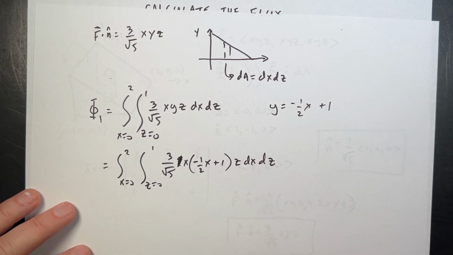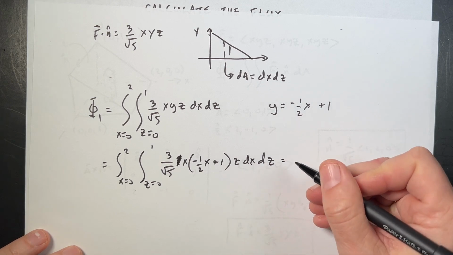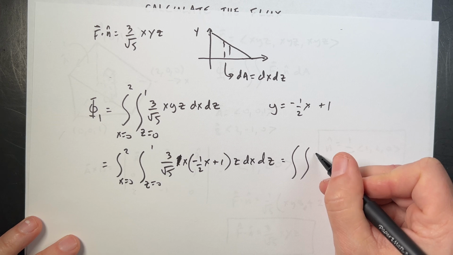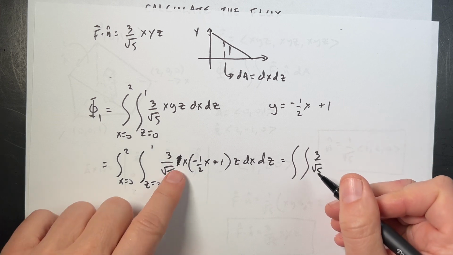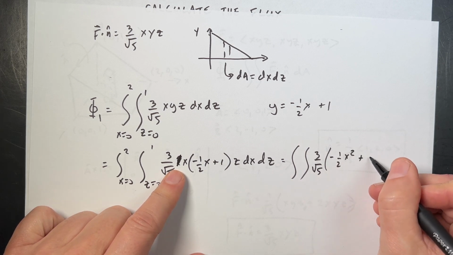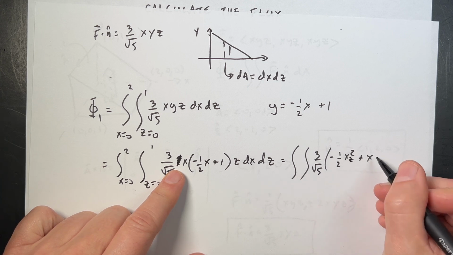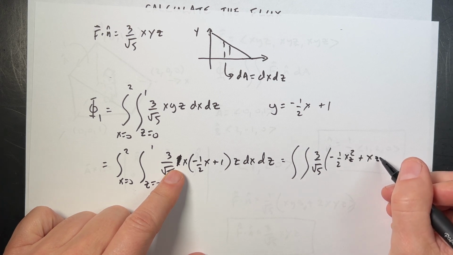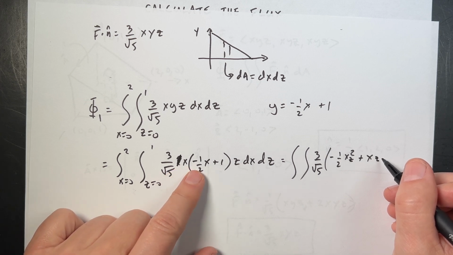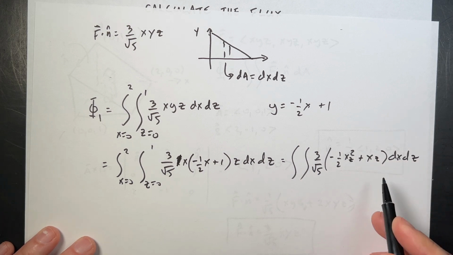Let's do the x integral first. I don't know why. I did it before, I did the x integral first, but I'm going to multiply this out. So this is going to be the double integral of 3 over the square root of 5, I have negative 1/2 x squared plus x, and then there's a z in there too, dx dz.